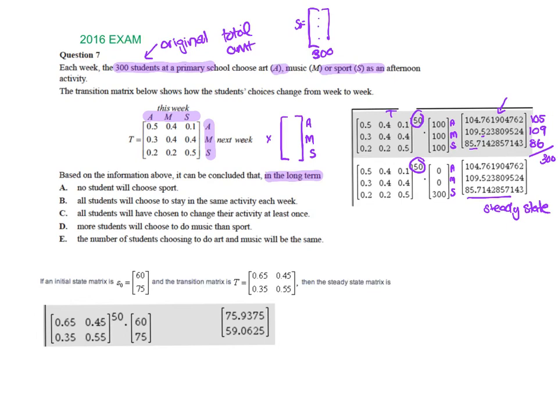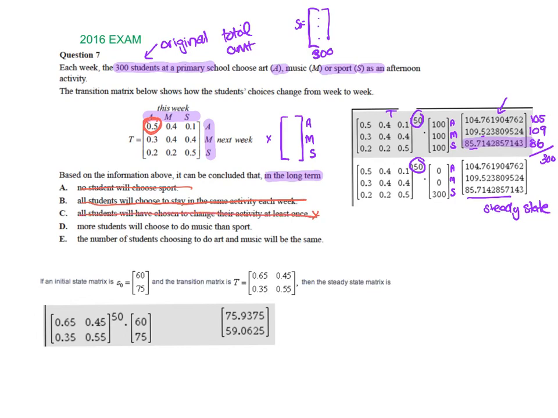So if you go through these questions here, you'll see based on the information, no person chooses sport. Well, that's not right. We've seen 86 choose sport, so I'll cross that one out. All students stay in the same activity. No, they keep moving around, or some might move, some might stay. All students will choose to change their activity at least once. That's not true. You might be just the person who always keeps going back to art. So that's not true either.